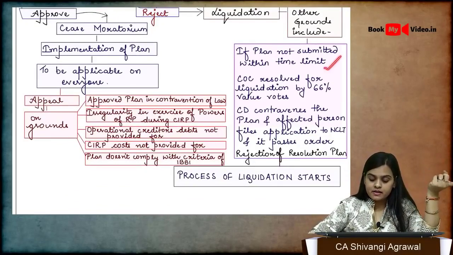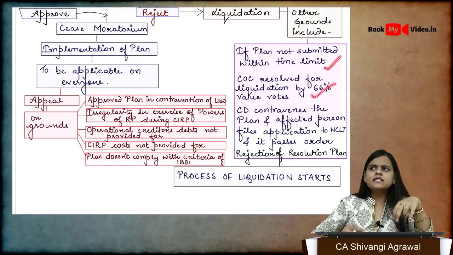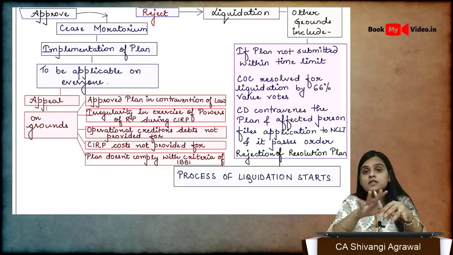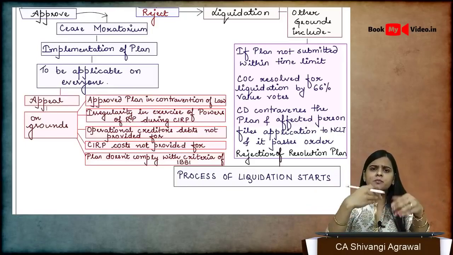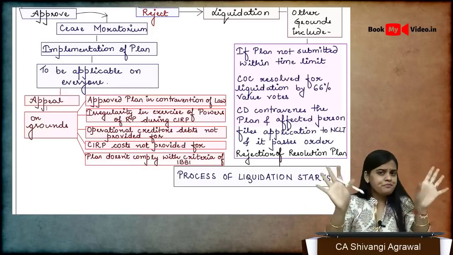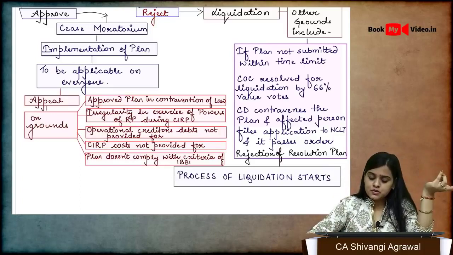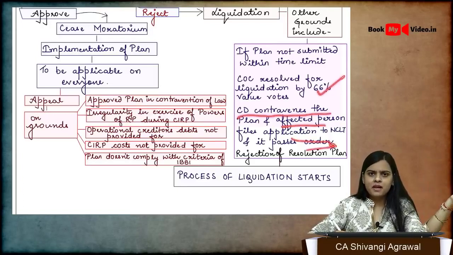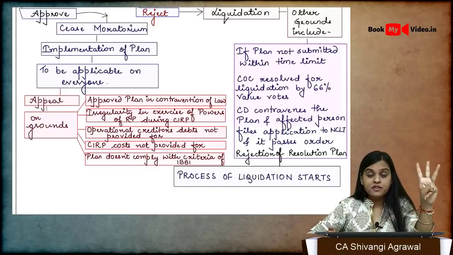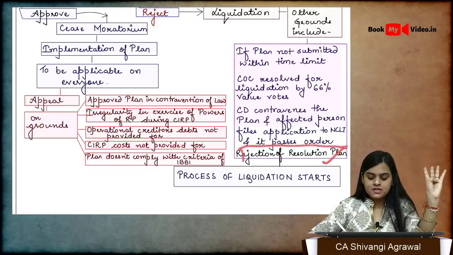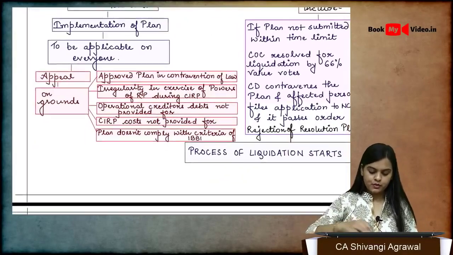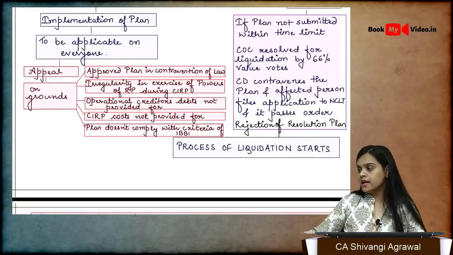If the plan is not submitted within the time limit. If the COC at any point of time found out that it is futile, that we are undertaking the CIRP process and nothing is going to happen, it's better that we wind up the company, so the COC passed a resolution by 66% votes that let's liquidate the company. Then it will go for liquidation. If the corporate debtor contravenes the plan and someone appeals that they are not following the plan, then it will come to an end and the liquidation order will be passed. If the resolution plan is rejected, as I already told you, right? Rejection of the resolution plan is something that I've already told you. So in all these cases, my dear, the process of liquidation starts.